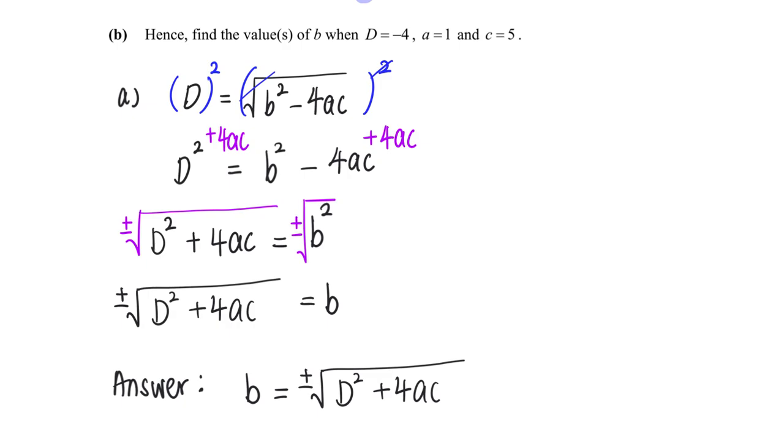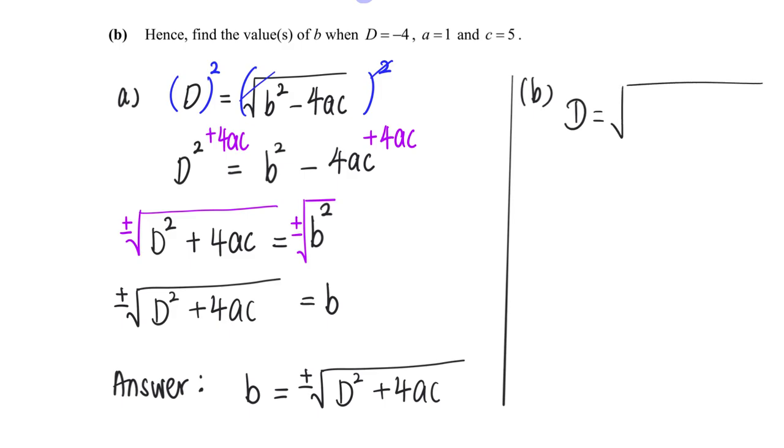Part B. Find the values of b when D is equals to -4, A equals to 1, and C equals to 5. So for part B, it is simply b is equals to the square root of positive or negative, my D is -4.